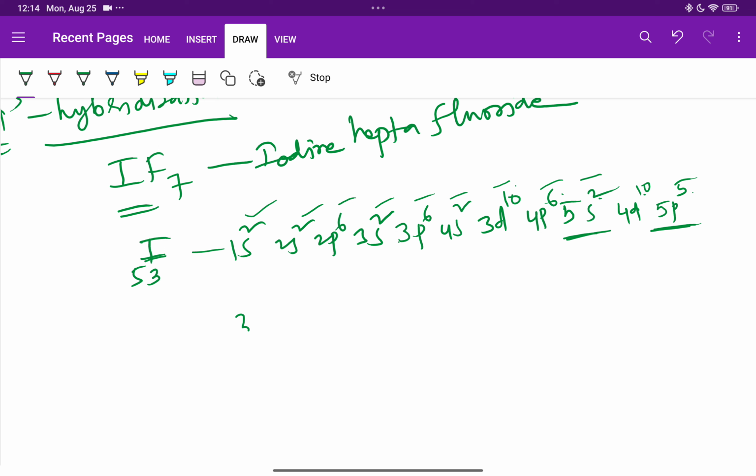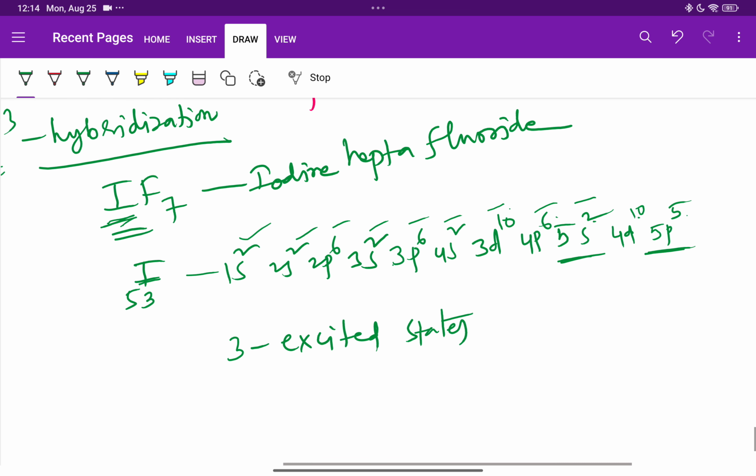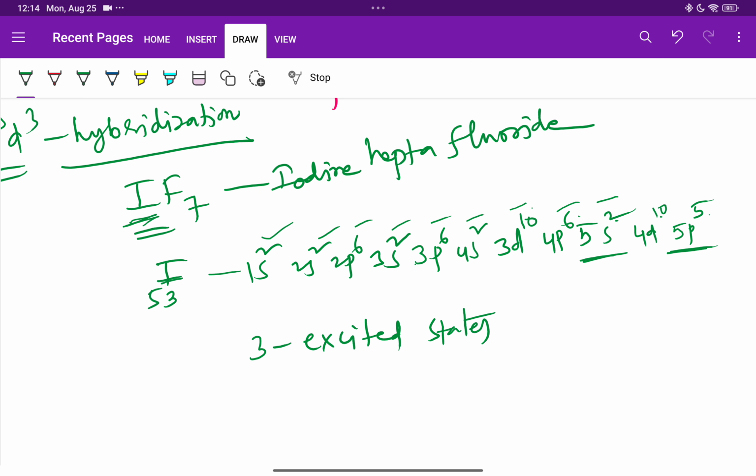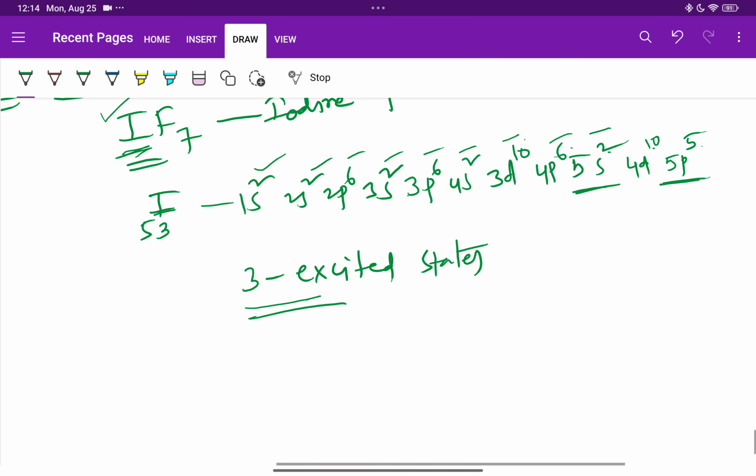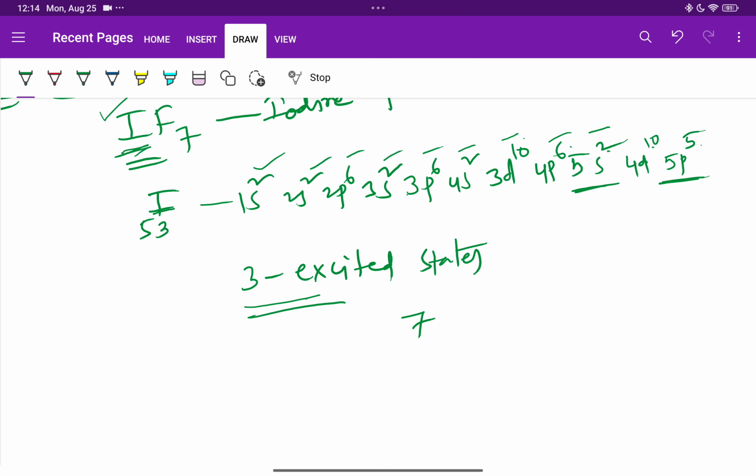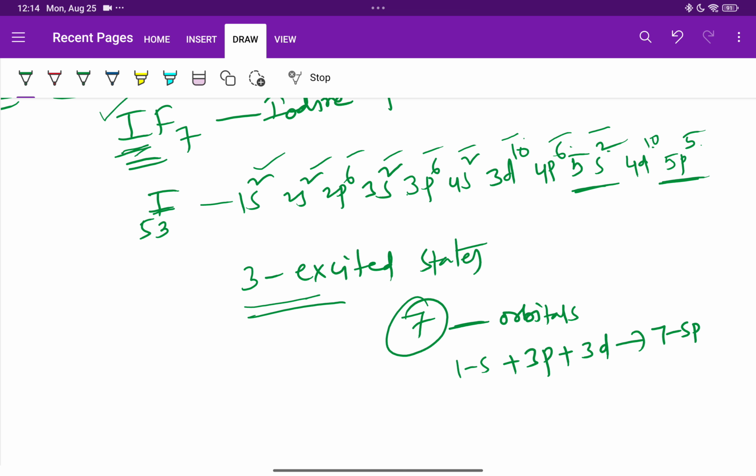So iodine will show 3 excited states. They are asking in the examination: in IF7, the central atom is iodine. To form the hybridization sp3d3, how many excited states are shown by iodine? So just remember 3 excited states. So 7 orbitals intermix, 1s, 3p, 3d, and you will get 7 sp3d3 hybrid orbitals.